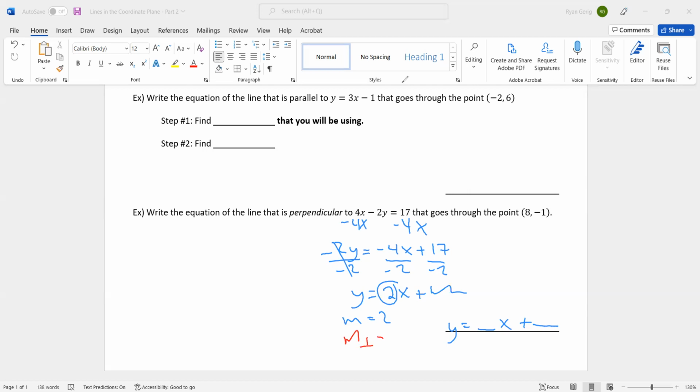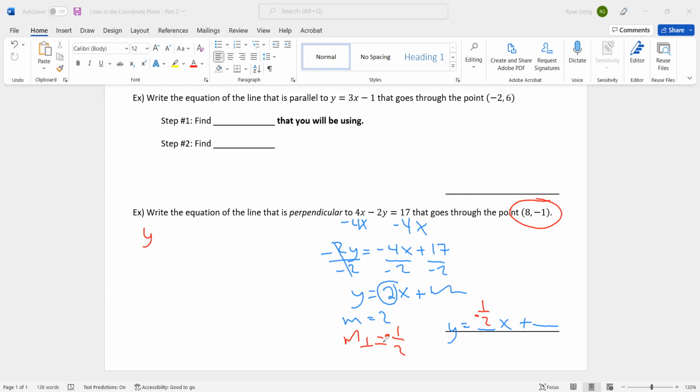Well, what is that? Well, this is where you have to understand that you have to take the opposite reciprocal. So 2 as a reciprocal is 1/2. Those are both positive. My slope has to be negative. So this is -1/2 for my slope. And that's the slope I need to use. Now I go back and find b by using the point.